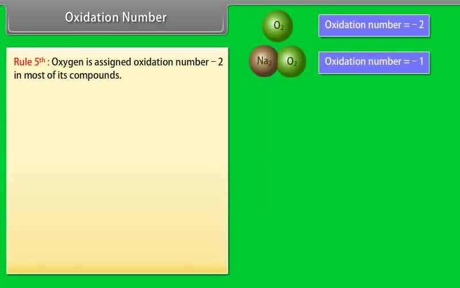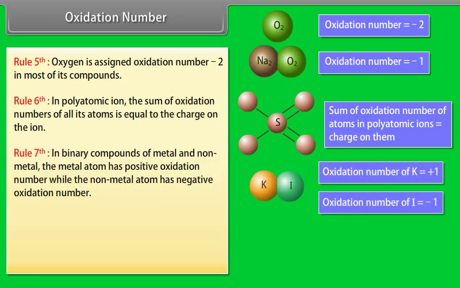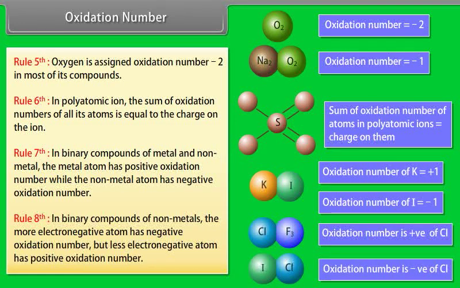Rule fifth. Oxygen is assigned oxidation number -2 in most of its compounds. Rule sixth. In a polyatomic ion, the sum of oxidation numbers of all its atoms is equal to the charge on the ion. Rule seventh. In binary compounds of metal and non-metal, the metal atom has a positive oxidation number, while the non-metal atom has a negative oxidation number. Rule eighth. In binary compounds of non-metals, the more electronegative atom has a negative oxidation number, but the less electronegative atom has a positive oxidation number.